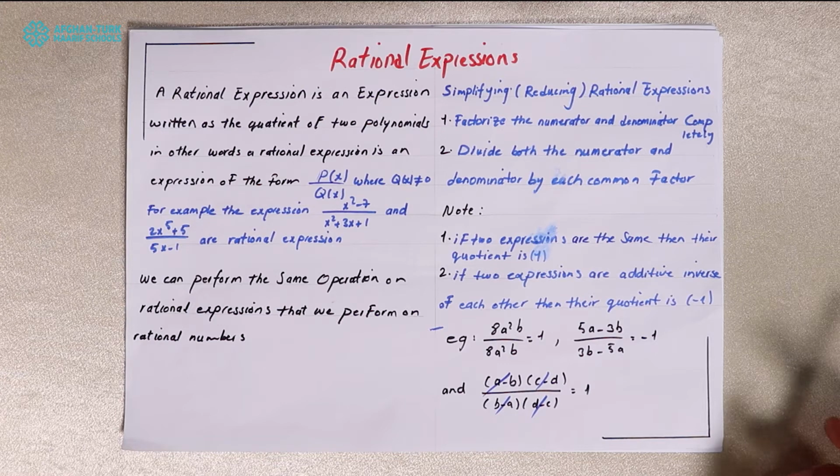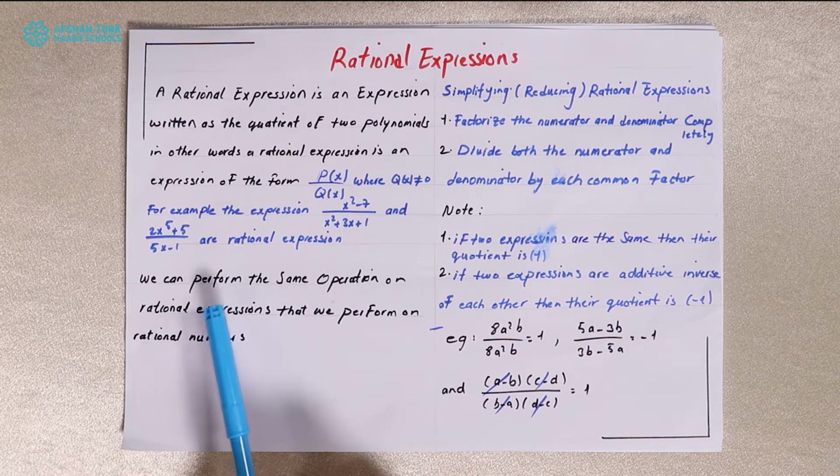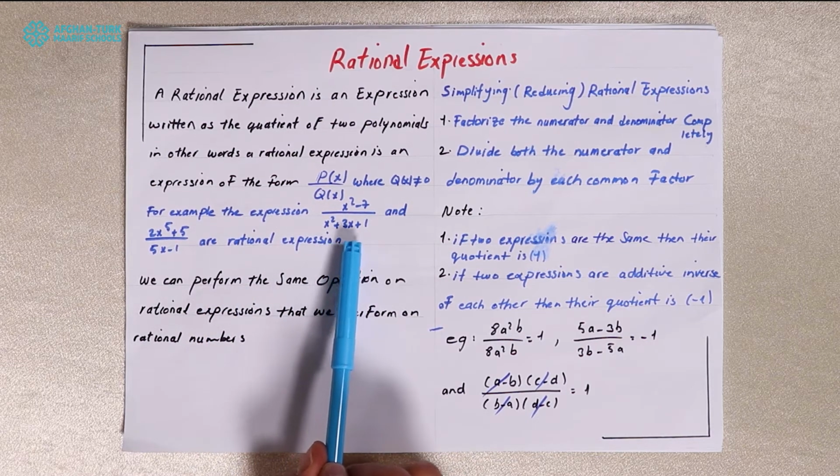A rational expression is an expression written as the quotient of two polynomials. In other words, a rational expression is an expression of the form p of x over q of x, where q of x doesn't equal 0. It means we have two polynomials, one in the numerator and the other in the denominator, where the denominator never equals 0.